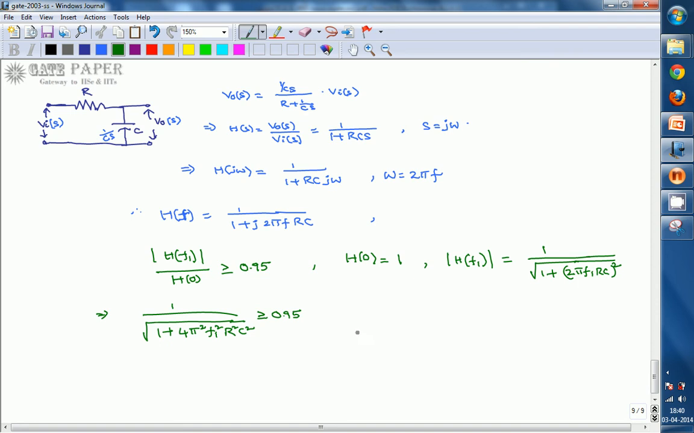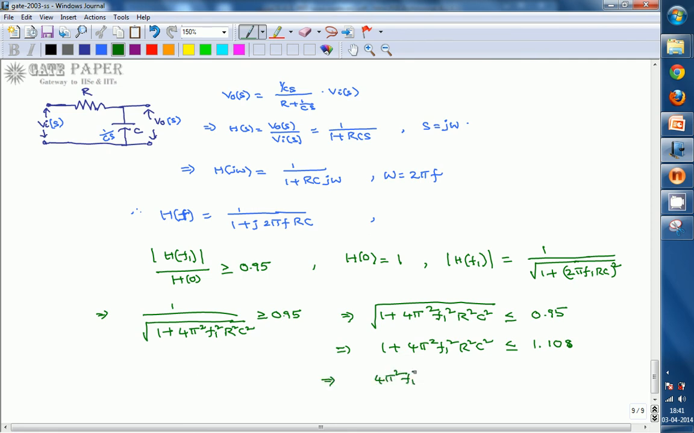Now simplify this. We get 1 plus 4 pi square f1 square R square C square less than or equal to the inverse of 0.95. Then applying the square on both sides, it becomes 1 plus 4 pi square f1 square R square C square less than or equal to 1.108. Taking this to the other side, it becomes 4 pi square f1 square R square C square less than or equal to 0.108.